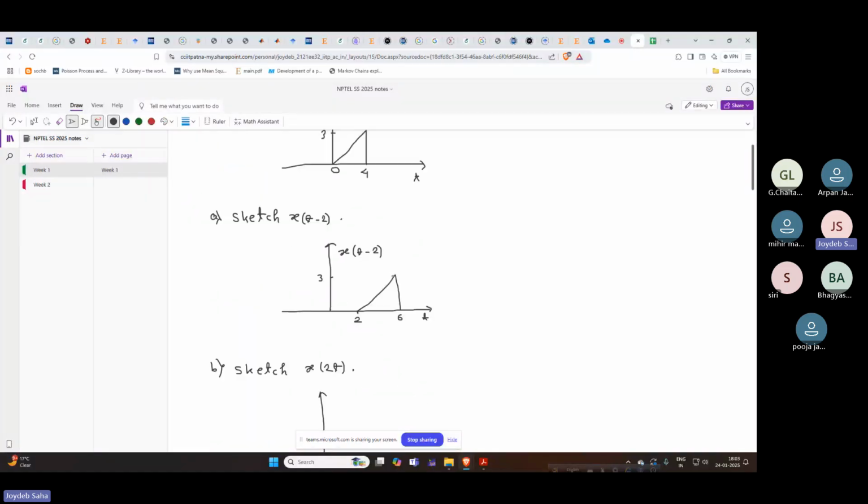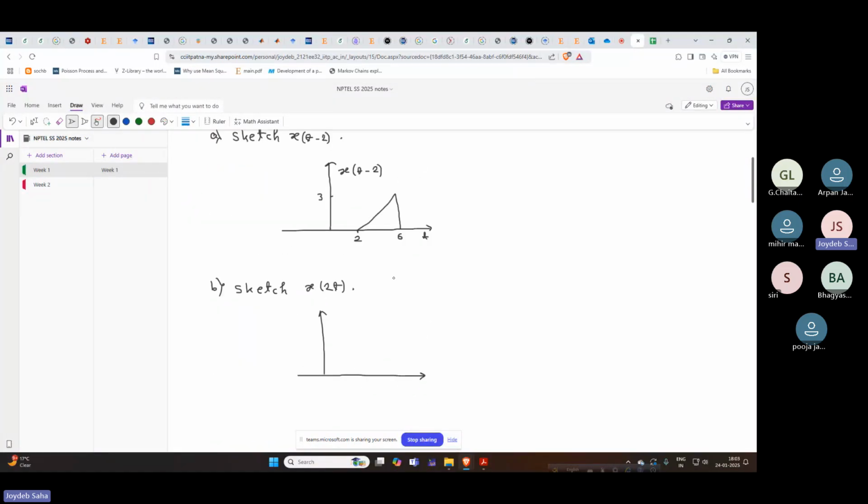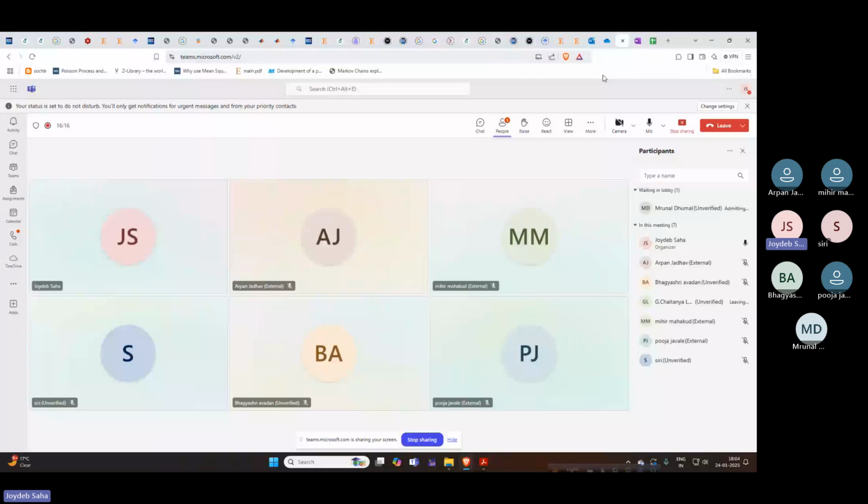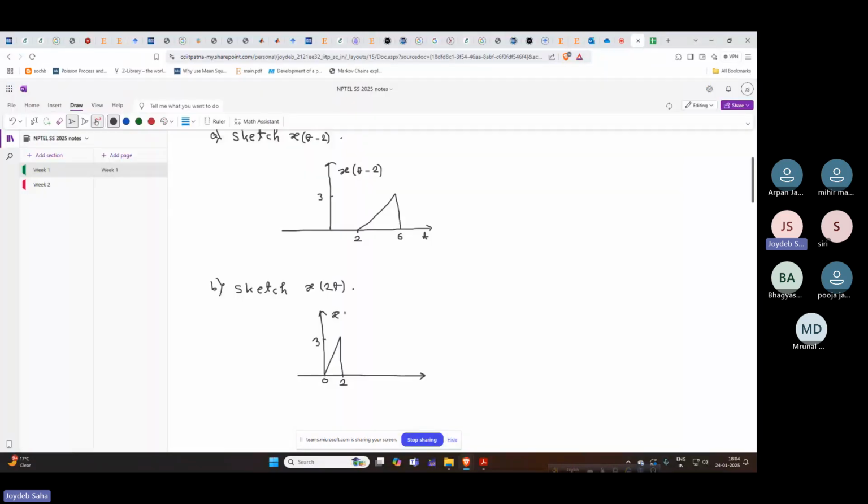So if we plot x of 2t, it will be like this. This is 3 as it is. As it was 4, it will be 0 to 2. Okay, so this is x of 2t versus t plot.